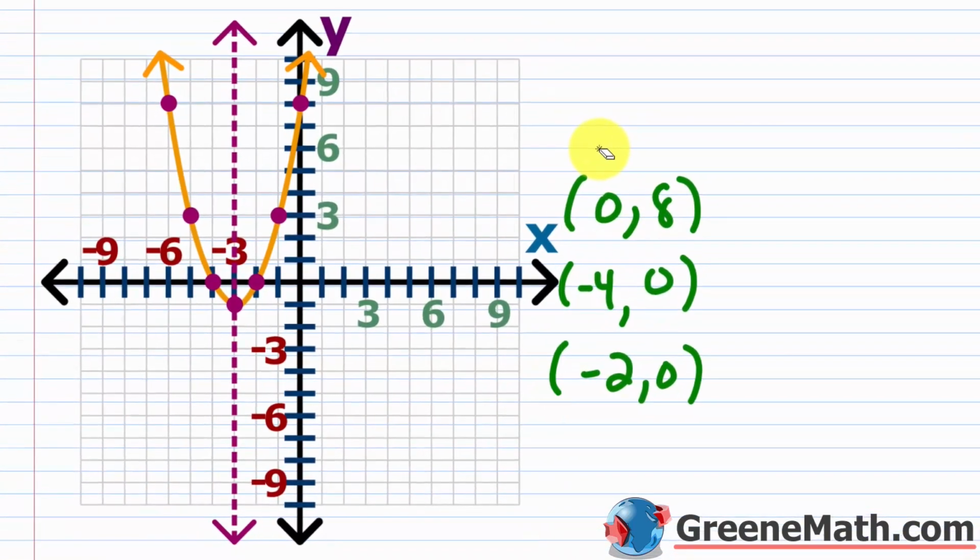All right. So we know the vertex occurs at (-3, -1). We have our axis of symmetry, again, that's x equals -3. And then we just plot these points. So we have (0, 8), so (0, 8) is here. And you can reflect this across the axis of symmetry to get this point over here, this (-6, 8). Then you have your two x-intercepts, so you have your (-4, 0) and your (-2, 0). So you don't get these two points from this method.